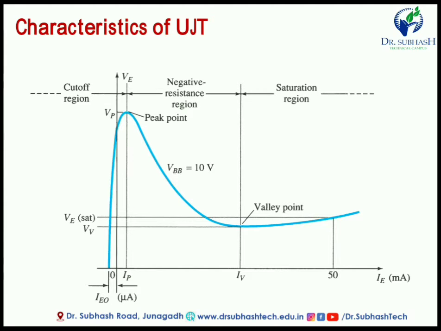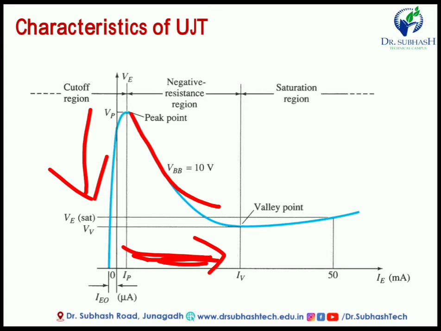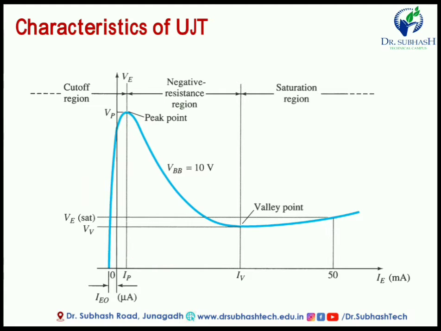If the voltage is suddenly increased, the current is fixed, but at this point the voltage is maximum. After this voltage, the current tries to increase and the voltage decreases. So after the peak point, the value of voltage is decreased but the value of current is increased. So this region is known as the negative resistance region. Why is it negative resistance?